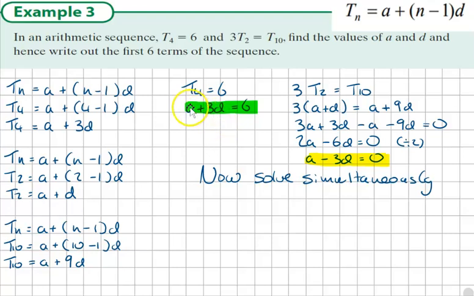So we have 2 equations now. So the green one, a plus 3d is equal to 6. And then we have the yellow one, a minus 3d is equal to 0. Notice that they're both in terms of a and d, which is what we want because we're ultimately trying to find a and d. So now we're going to take those two equations, the green and the yellow one, and we're going to solve them simultaneously.